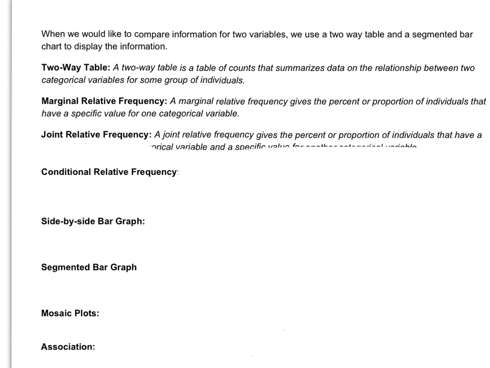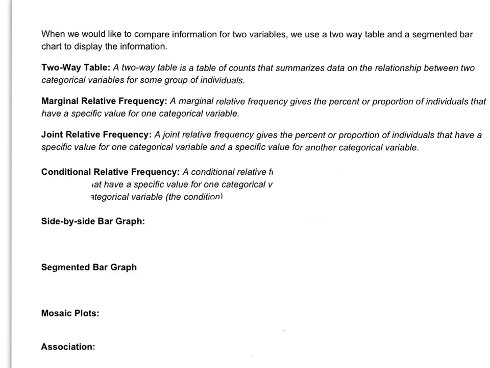The joint relative frequency is going to give us the percent or proportion of individuals that have a specific value for one categorical variable and a specific value for the other. So you're looking at basically where the two things meet. Their intersection would be your joint relative frequency.